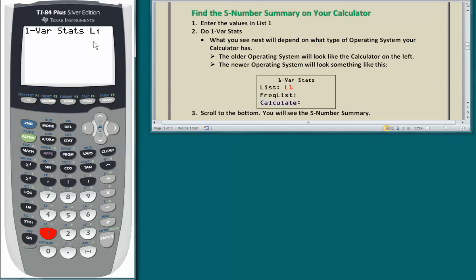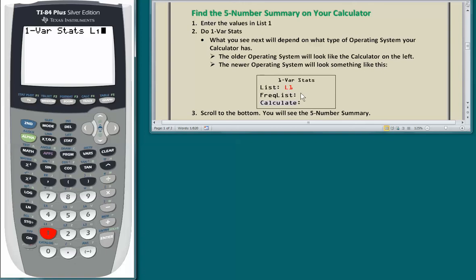If you have the new operating system, your calculator screen looks a little bit different. It looks more like this thing here. It says 1 var stats at the top. It says list, and it wants you to put something in there. It says frequency list, and it's ready for you to put something in there. And then it says calculate. Well, in this case, you're just going to type in L1, or second 1, for list, and you're going to leave this blank. That's very important.